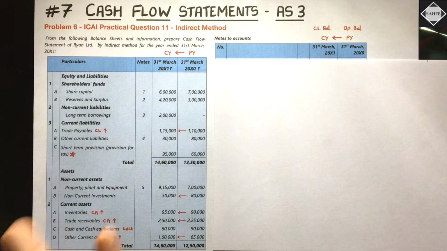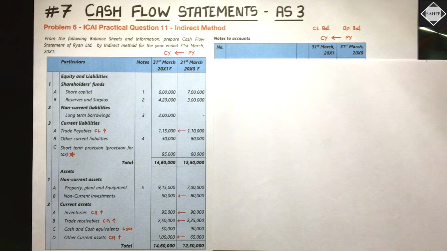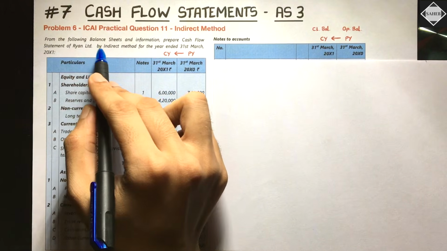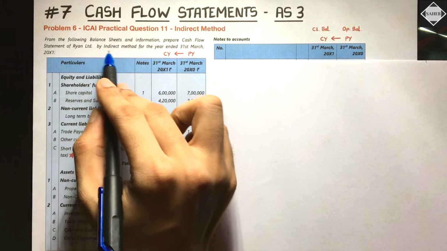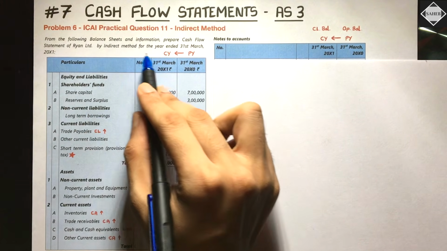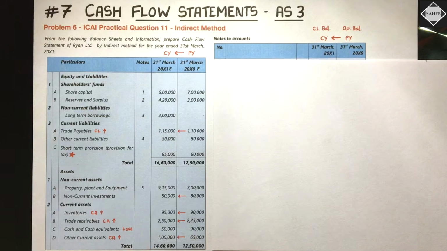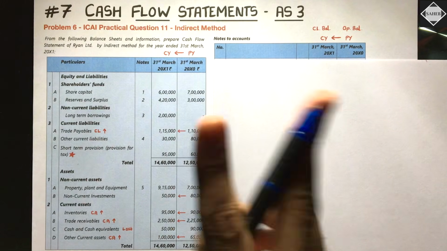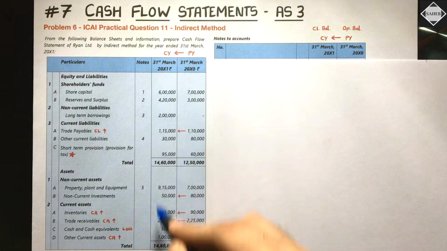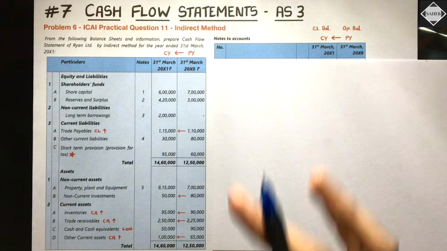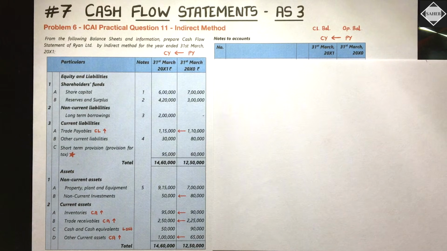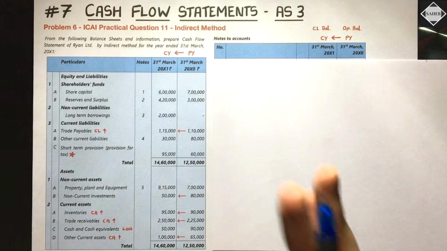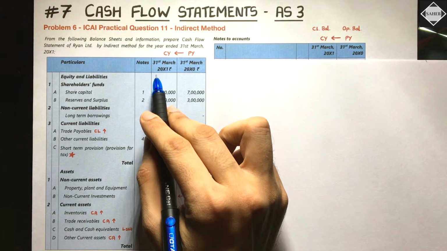First let's read this and analyze what has been said over here. From the following balance sheets and information, prepare cash flow statement of Ryan Limited by Indirect Method for the year ended 31st March 2021. So here we have been given two balance sheets, balance sheet of 2021 and 2020. This is our previous year and this is our current year. So you have to look from right to left, isn't it? This is your opening balance and this is your closing balance.